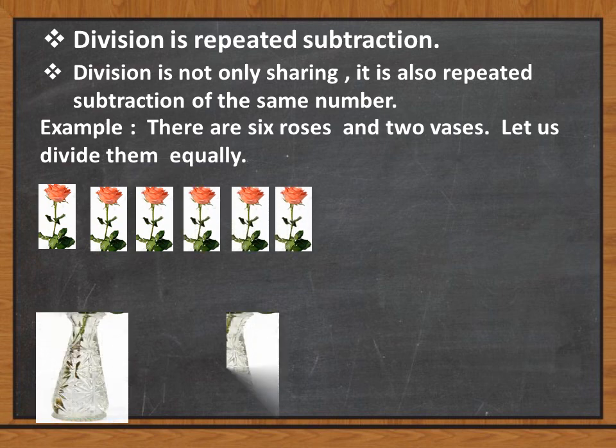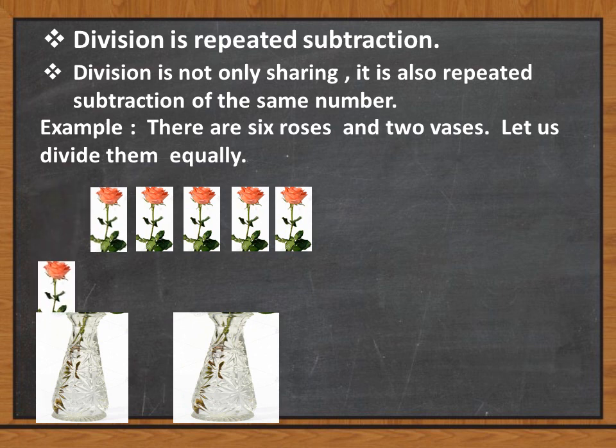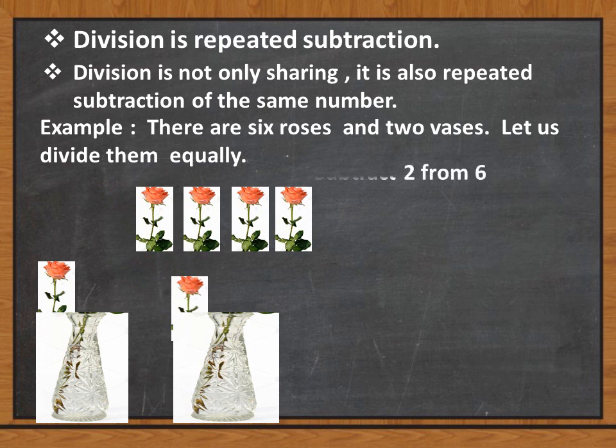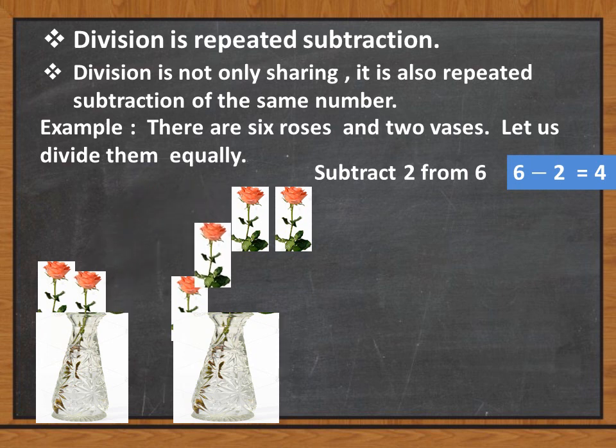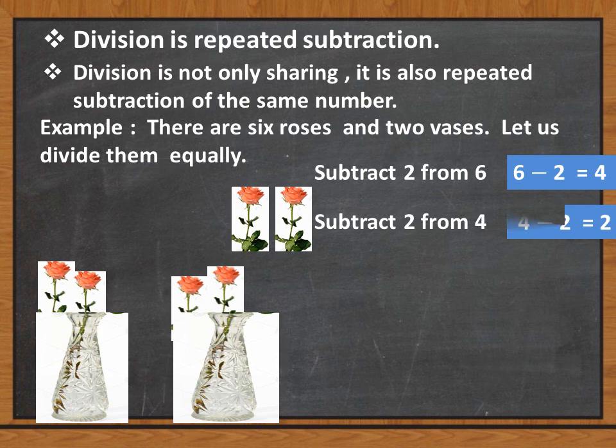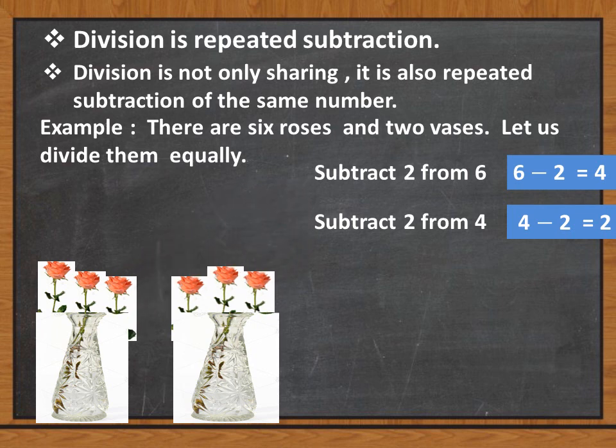The first time, put 1 rose in each vase. Subtract 2 from 6, then we get 6 minus 2 equals to 4. For the second time, put 1 rose again in each vase. Now subtract 2 from 4, we get 4 minus 2 equals to 2. The third time, put 1 rose again in each vase. Now subtract 2 from 2, we get 2 minus 2 equals to 0.